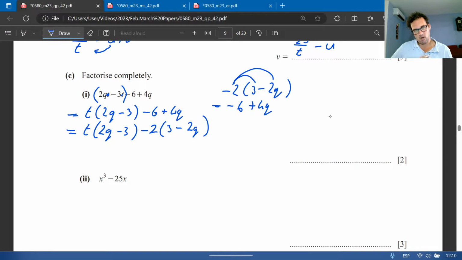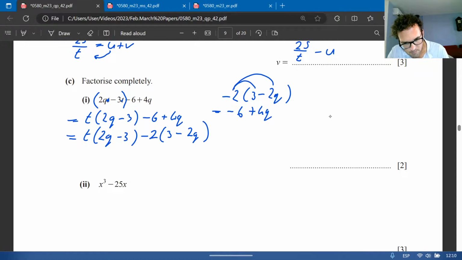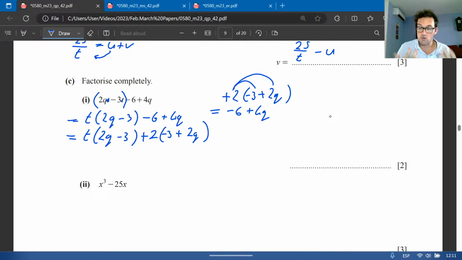Okay, so what I think they want us to do is factorize out the negative. For example, if we make this positive and this negative and this positive, then if we expand those brackets, we'll have 2 times minus 3 is minus 6, and 2 times 2q is 4q. See, this is the same as before. So if we make this positive and that negative and that positive, it's all still correct.